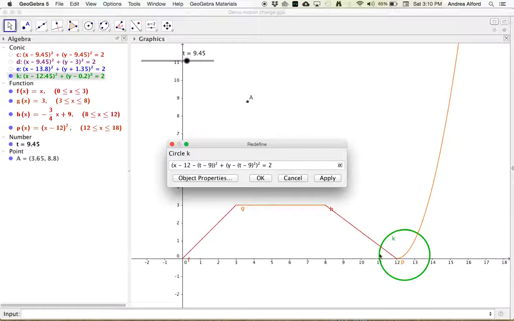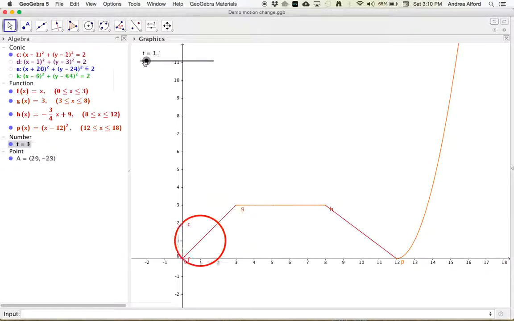Now my y, I want to move like the parabola. So I did y minus, again, I want my t to think that the 0 time is where I'm at 9 seconds, so 9 seconds is where it starts. So I have t minus 9. Then since I wanted to move along the parabola, y squared, I have (t minus 9) squared equals 2.